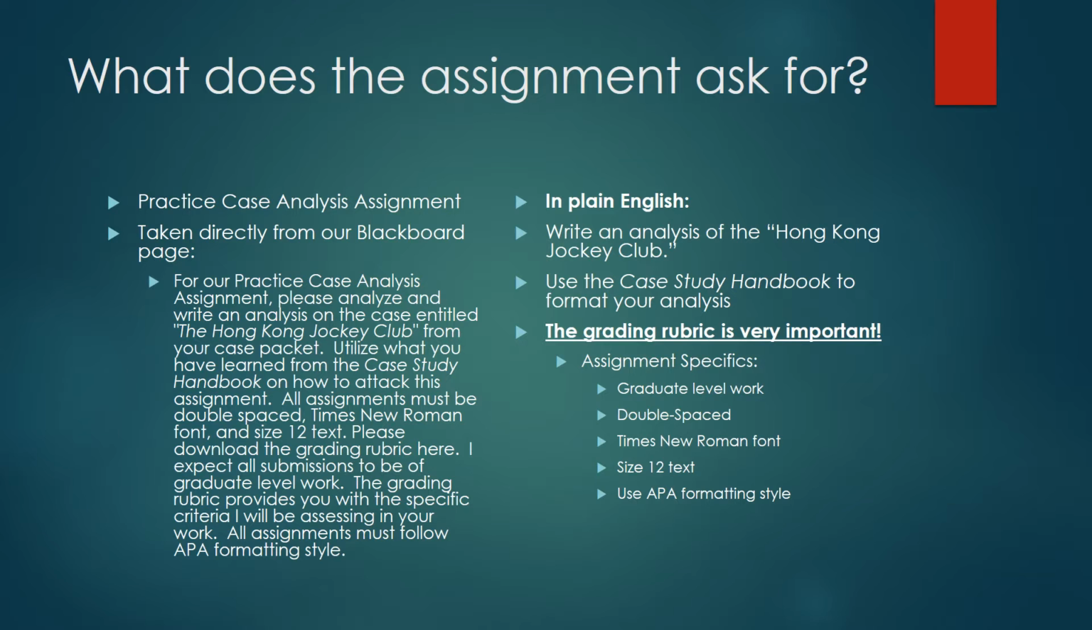So for our practice case analysis assignment, please analyze and write an analysis on the case entitled The Hong Kong Jockey Club from your case packet. Utilize what you've learned from the case study handbook on how to attack this assignment. All assignments must be double-spaced, Times New Roman font, and size 12 text. Please download the grading rubric here. I expect all submissions to be of graduate level work. The grading rubric provides you with the specific criteria I will be assessing in your work. All assignments must follow APA formatting style.